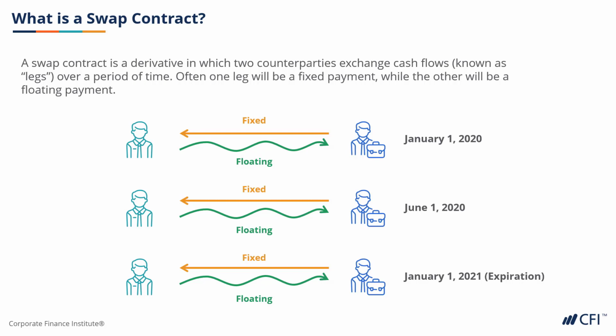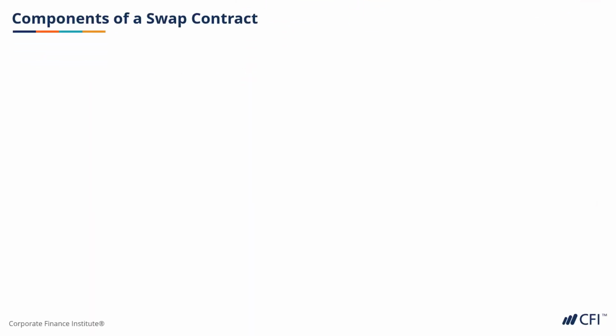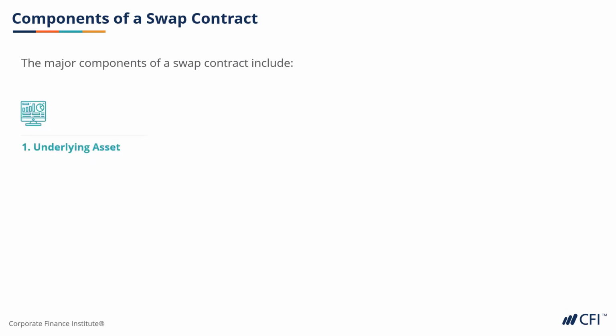Let's look at some of the aspects of a swap contract in more detail. There are typically 6 major components to a swap contract. First of all, we need to understand what the underlying asset is. It could be, for example, a fixed coupon bond, a floating rate note, or an equity.